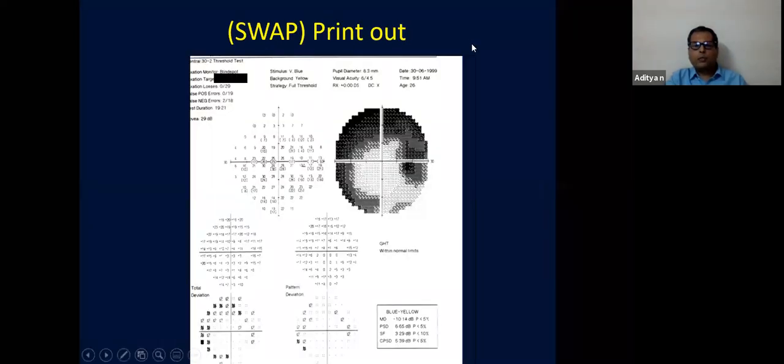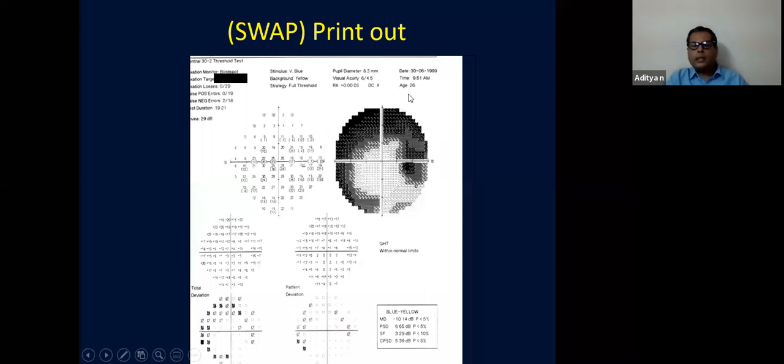So here we see a SWAP printout. It is similar to a standard white-on-white perimeter. Here we have our reliability indices, and here we can see the strategy used is full threshold, the color of the background is yellow, the stimulus is blue, and the other parameters.